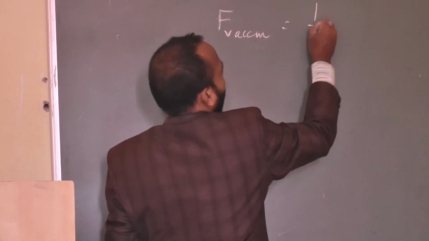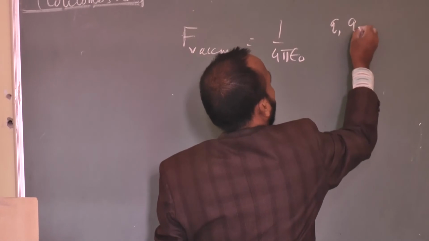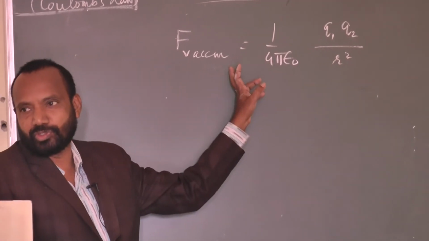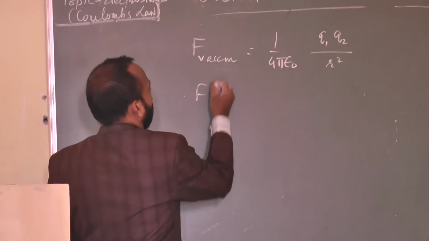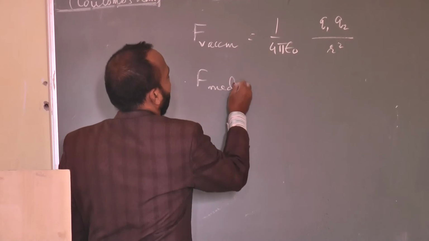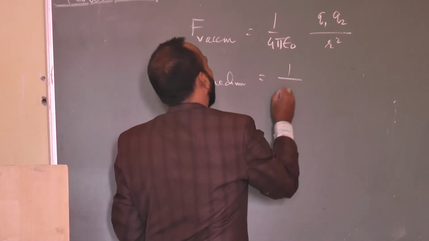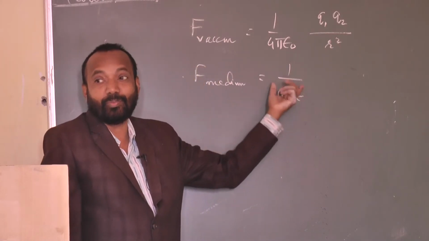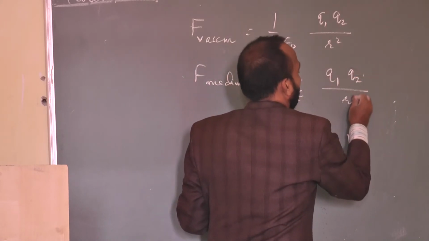So, this will be 1 by 4 pi epsilon naught, Q1 Q2 upon R square, right. This is the Coulomb force in case of vacuum. Suppose I take the Coulomb force in medium. Then this is 1 by 4 pi epsilon, 1 by 4 pi epsilon, and again this is Q1, Q2, it will remain the same.